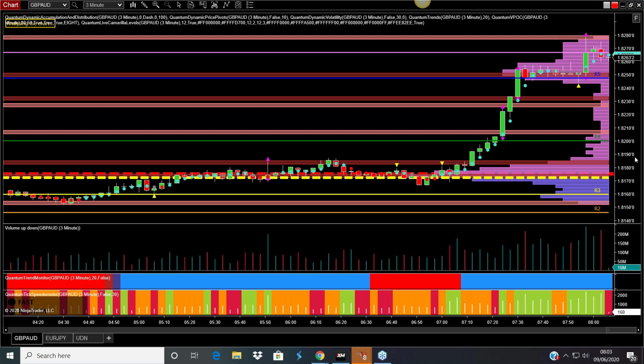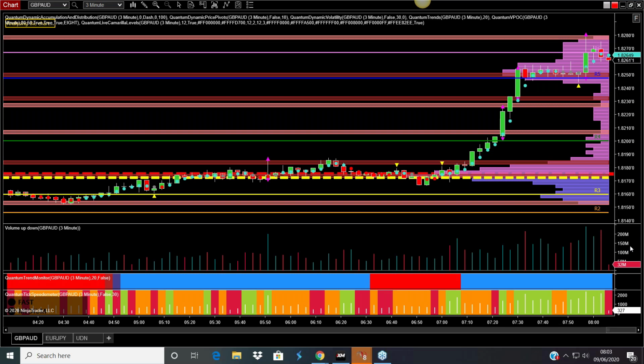Below that, we've got the tick speedometer. And what the tick speedometer does is it also gives you a heads up to participation, to activity. It's really confirming. You're obviously seeing the volume rise as we get into London. We've got an increase in volume.